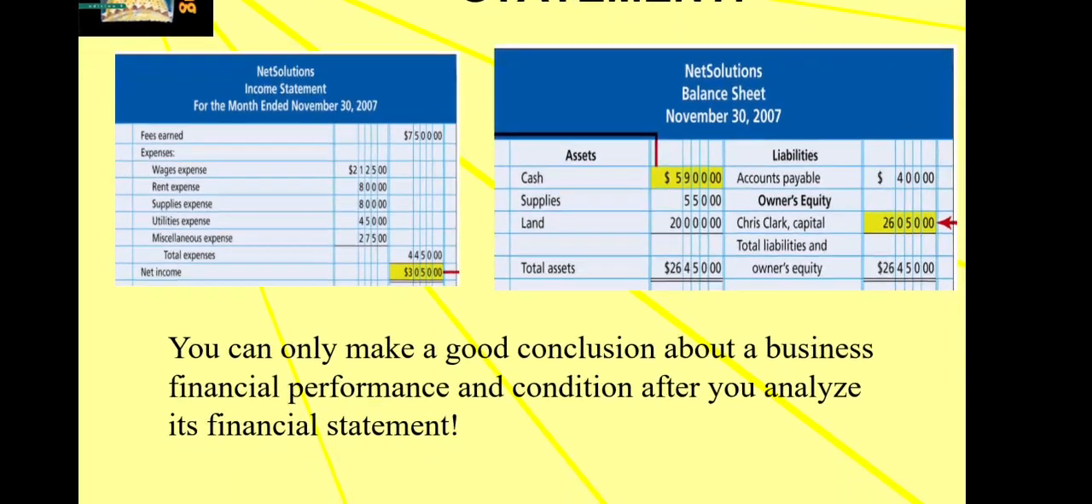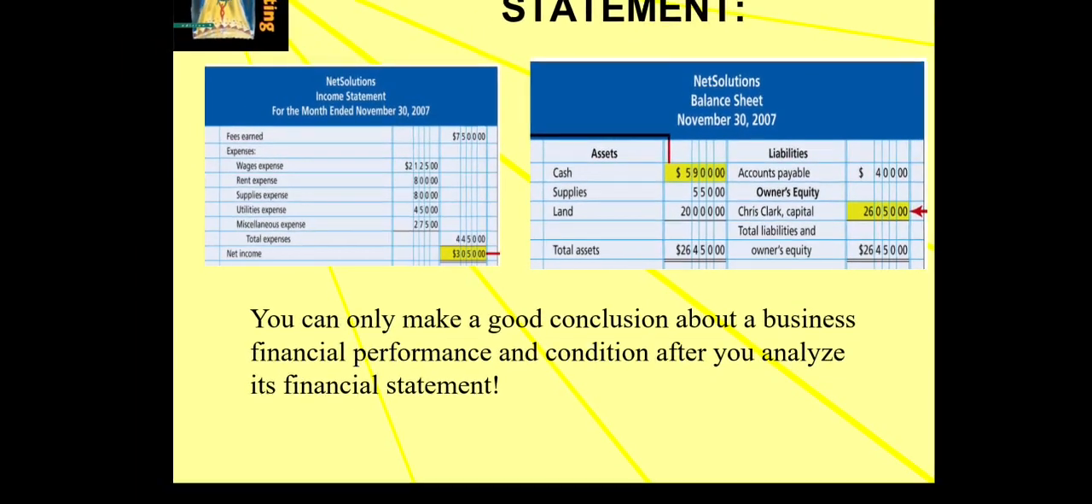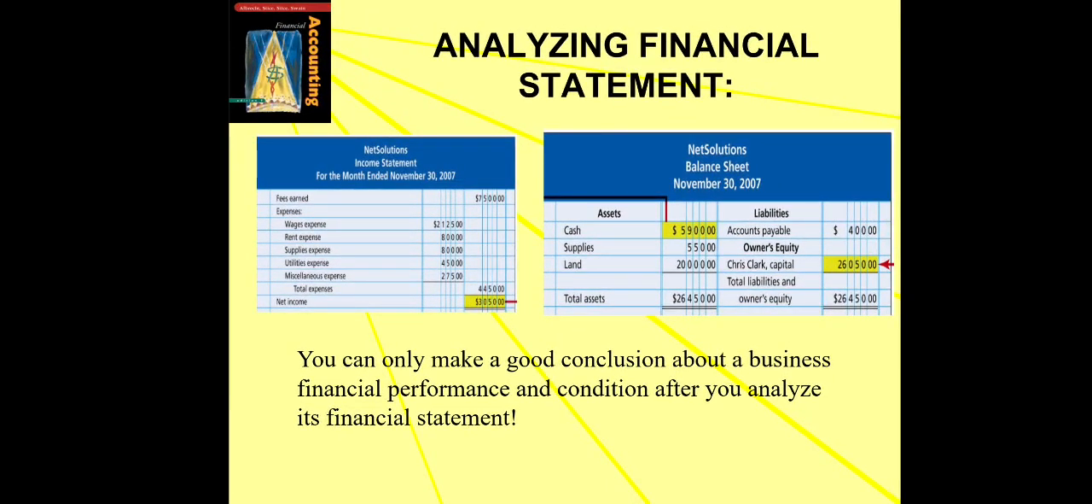But you can only make a good conclusion about a business's financial performance and condition after you analyze its financial statements. If you see these two statements only, you can make a general conclusion only. But if you want to make a good, accurate conclusion about the business, you have to analyze this income statement and balance sheet. That is the thing that you will learn in this topic. You will learn about how to analyze the financial statements.